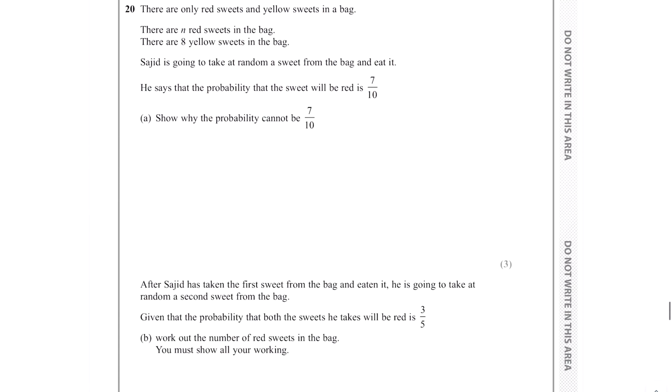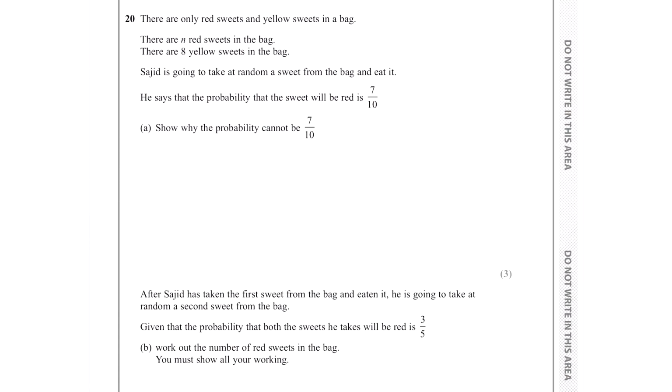So moving on to question 20, there's only red sweets and yellow sweets in a bag. There's n red and 8 yellow. Show why the probability that the sweet is red can't be 7 over 10. So the probability that it's red is going to be n over n plus 8, that's the total. So if we write 7 over 10 as the probability that they're red, it is equal to n over n plus 8. The proof that we're trying to do here is that if n is a decimal number, then it can't be true. We can't have 2.3 sweets.